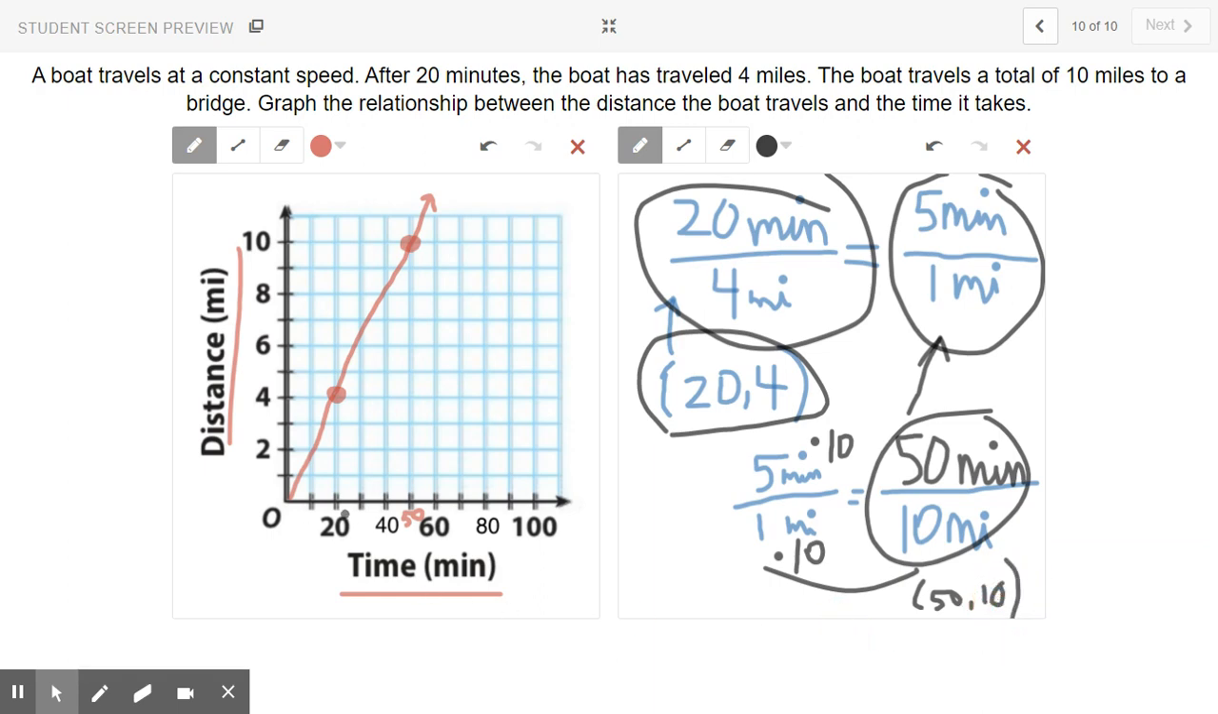So I move 20 to the right, up 4. And then 50 to the right, up 10. And since I could have partial time, partial miles, I did connect the points, drew an arrow at the end, and that's my graph. Feel free to always go back and try any of these problems again.